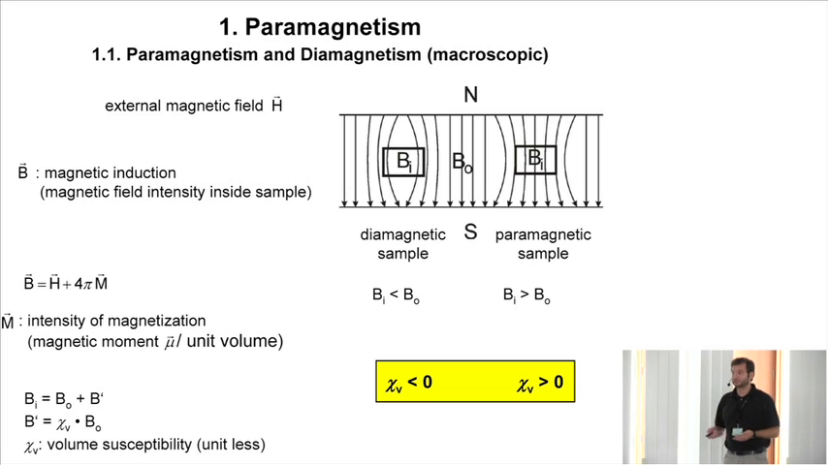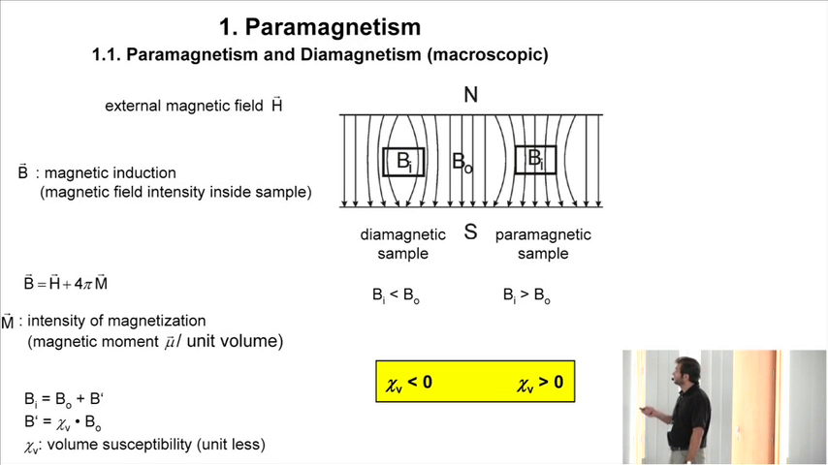Now if you put in a macroscopic sample, there are two possibilities. One possibility is that the sample, this square here, pushes the magnetic field lines outside. That means that we have inside the sample a smaller magnetic induction compared to outside. The other thing that can happen is that the macroscopic sample attracts the field lines inside itself, and then we have a magnetic induction which is inside larger than outside. The first kind of behavior is called a diamagnetic sample, and the second kind is called a paramagnetic sample.